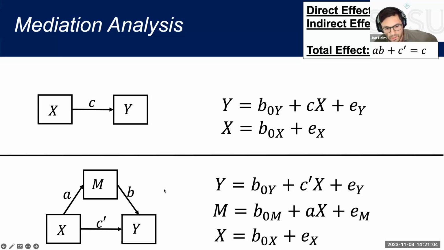So all we're doing is, in this case, fitting two separate regression analyses where Y is being predicted by both M and X, and then M is being predicted by X, right? Two separate regression analyses for that. And for this one, we just have Y being predicted by X. Right, and so really by doing these two side by side, we're actually decomposing this total effect of C into two parts, one that goes through the mediator and one that goes directly from the predictor to the outcome.